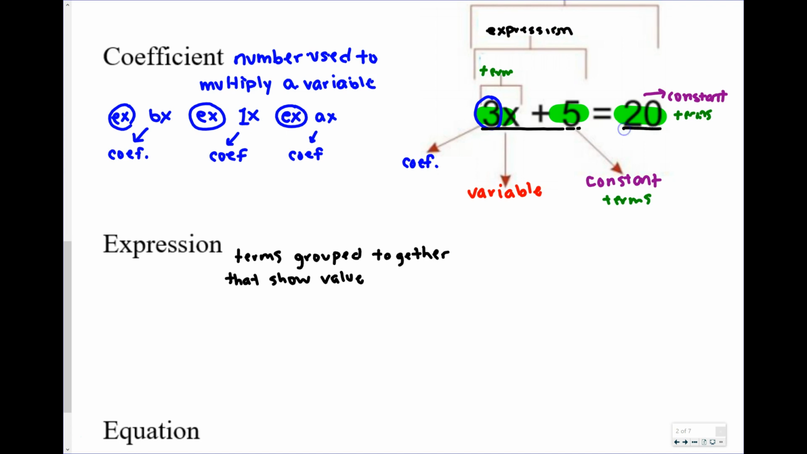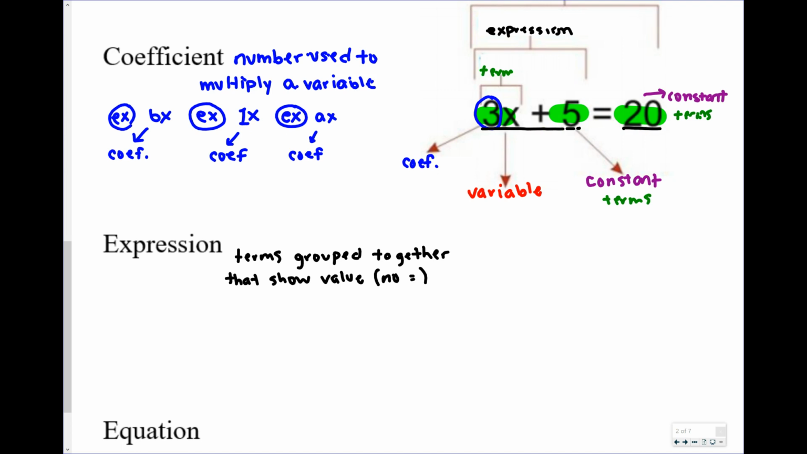Technically, this 20 is also an expression. It doesn't have anything else with it, but it's still an expression. It shows a value of 20. Okay? So usually we can also think of it as something with no equal sign. So this has got 2 expressions because the equal sign separates them.